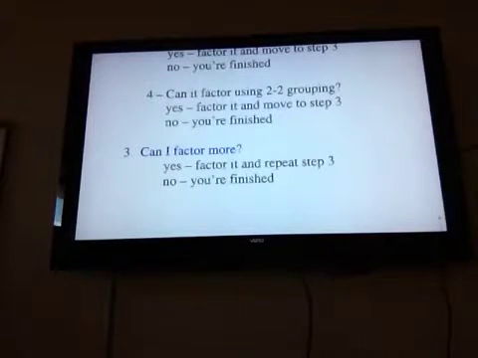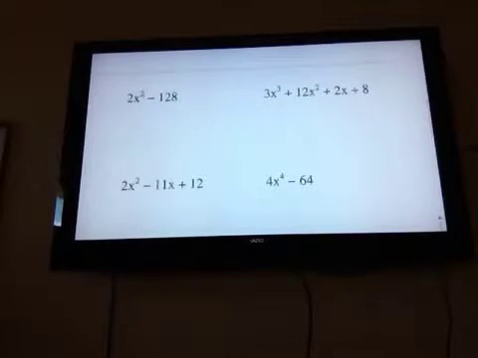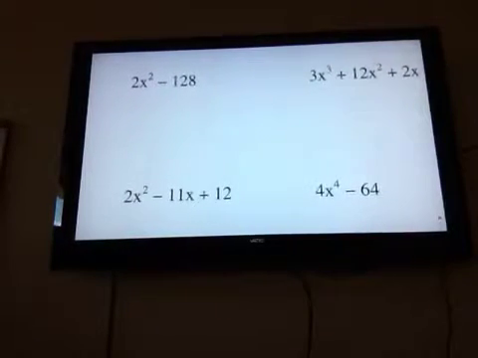So we're going to go through some questions. I don't know how many I have on here. 8. Together, with those 3 steps in mind. And this is how you're going to see it when you get to the test, okay? Which is not yet. So question 1, is there a common factor? Yes. I can take out a 2. So 2 divided into 2x squared leaves me x squared, or 1x squared. 2 divided into 128 is 64.